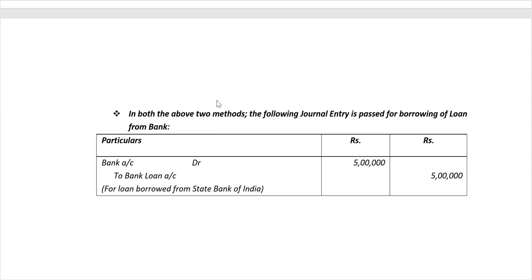Please remember, in both the two methods which we just discussed, the following journal entry has to be passed for the borrowing of the loan from the bank. This is in the books of the company A Limited, which borrows rupees 5 lakh from State Bank of India. The journal entry for the borrowing of loan from SBI is bank account debit 5 lakh rupees to bank loan account 5 lakh rupees. So this entry has to be passed in both the first method and the second method. And in the second method, an additional journal entry has to be passed for the issue of debentures as collateral security, being debenture suspense account debit to 9% debentures account.